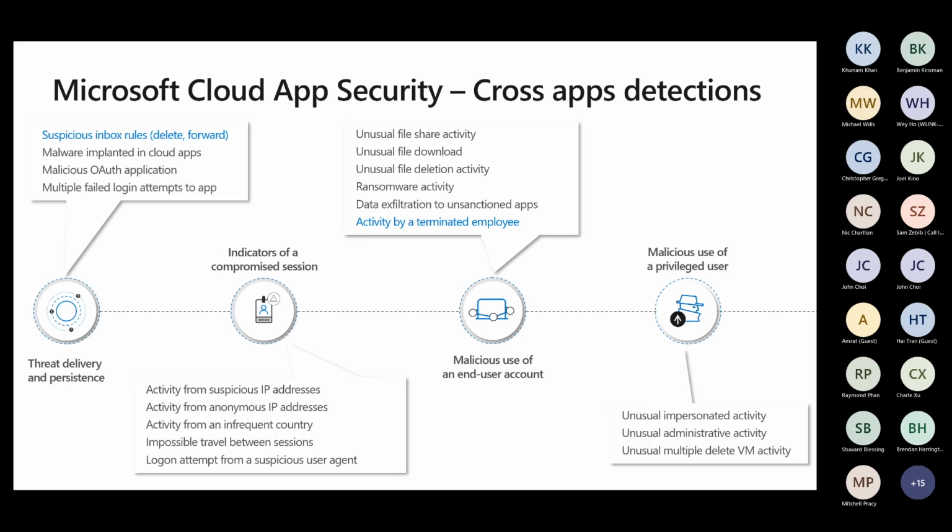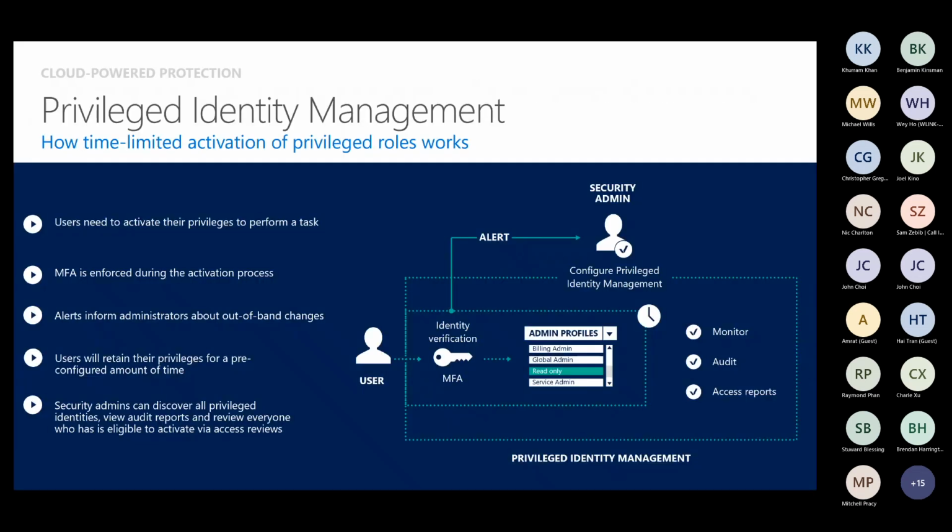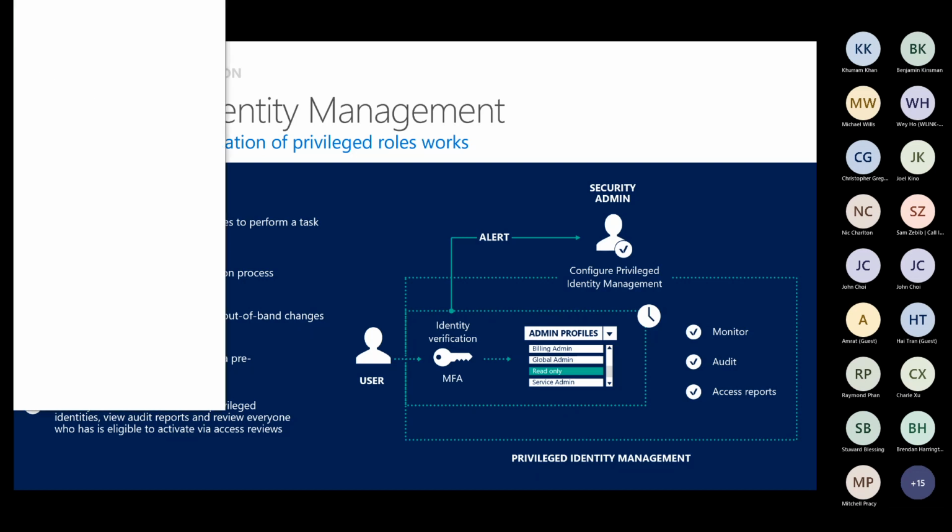Now, the other thing I'll call out, which again is an E5 or Azure AD P2 function, is something called privileged identity management. What that means is I can escalate my permissions to a level that I desire, so I don't have to be a standing administrator of the environment. So I use this in my production environment.